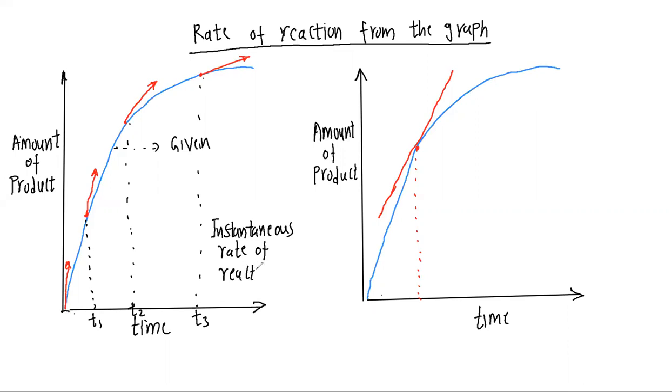Okay. So what you need to do? You need to draw a tangent at that given point. So this is the tangent. Let's say this is t2, I'm drawing a tangent. Okay, this is the tangent. So the gradient of this tangent will give you the instantaneous rate of reaction. Instantaneous means at that given instance.